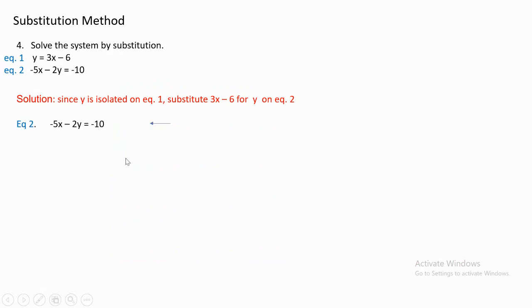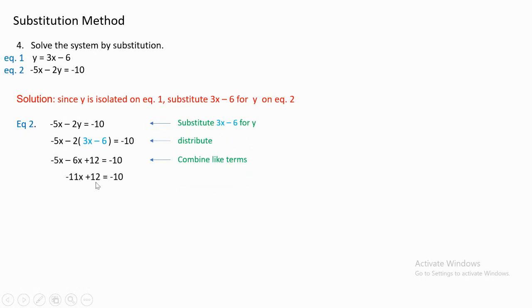Okay, so we're going to go to number 2. I'm going to substitute 3x minus 6 for y. You see, there's my y, so I'm going to plug here 3x minus 6. Then I'm going to distribute, right? So there'll be negative 5x minus 6x plus 12 equals negative 10. So now I combine like terms. Negative 5x minus 6x will give us negative 11x plus 12 equals negative 10.